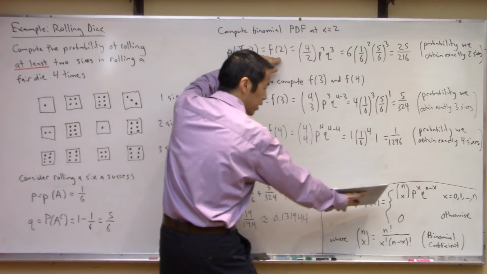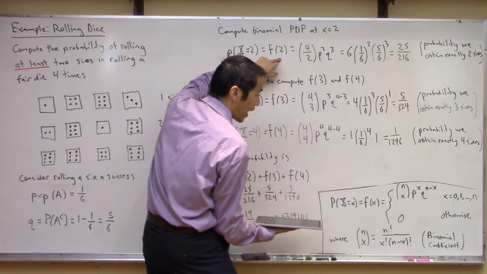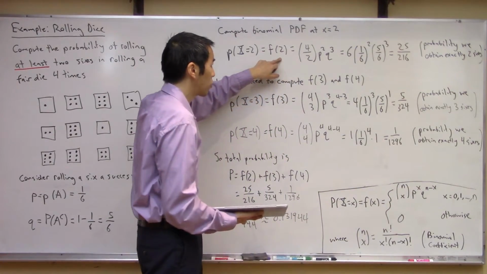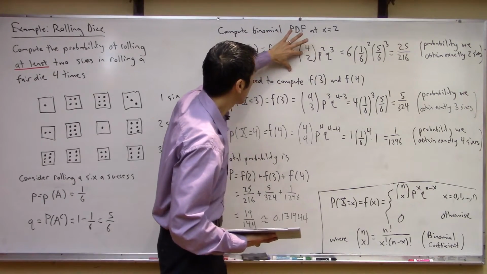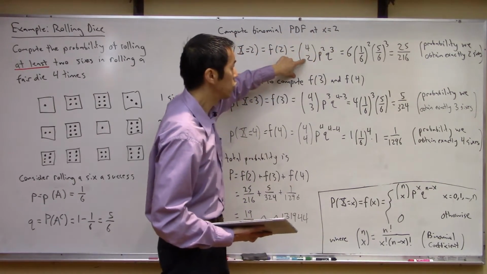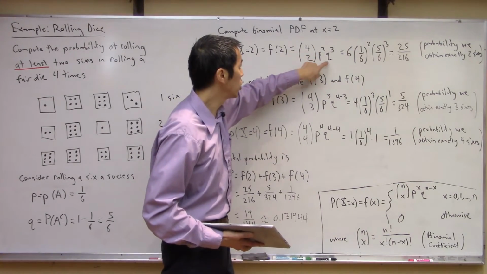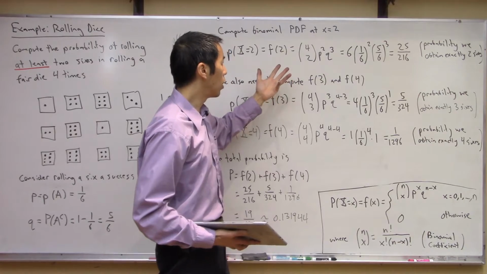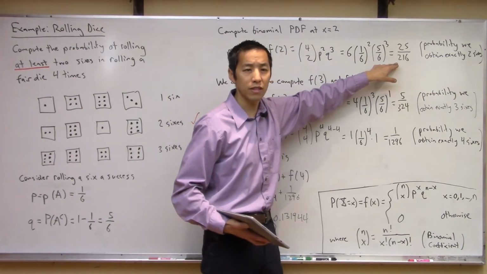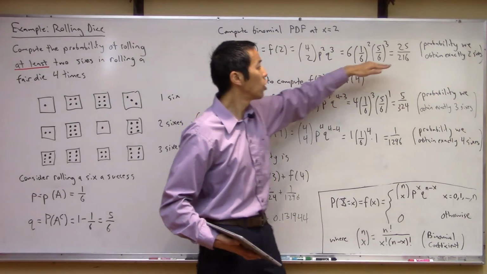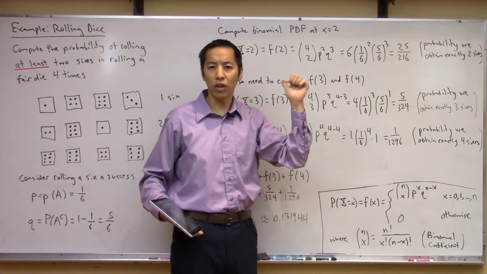So I just need to plug all this in, right? There are 4 trials, 2 is the x that I'm interested in, so just plug things in. So it's 4, whoops, sorry, that should not be a line. That should be 4 choose 2, right? This is our binomial coefficient, times p squared q squared. So you plug in all of our numbers and we get 25 over 216. And again, this number tells us the probability that we obtain exactly 2 sixes during our game.